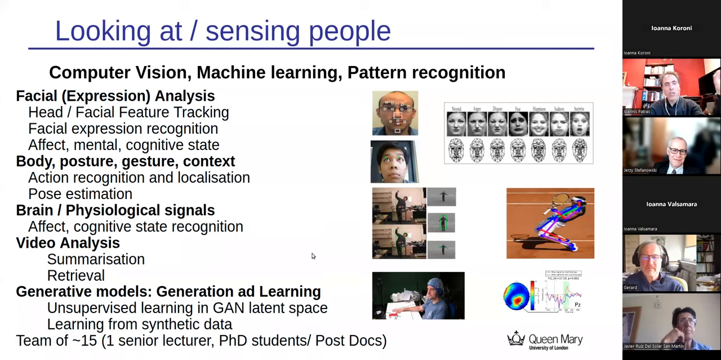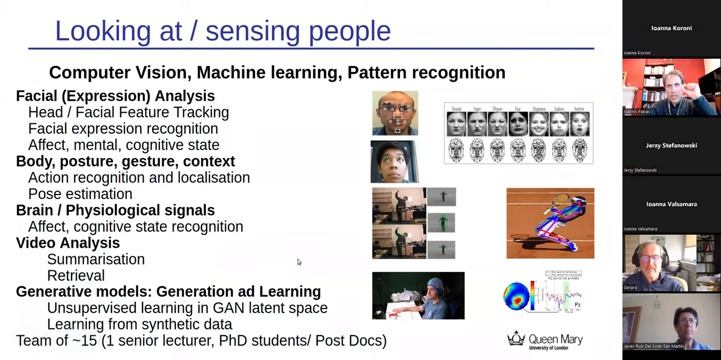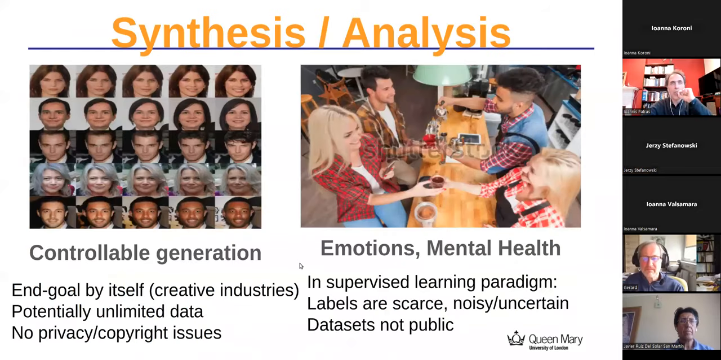Only recently we've been working on generative models, for both generation and for learning. Why are we doing that, and what is actually controllable image generation, and why am I interested in that is summarized in this slide here. So controllable image generation is generation of fake images, of artificial, synthetic images, like the ones here on the left-hand side. All of those are not real images. Such persons do not exist.